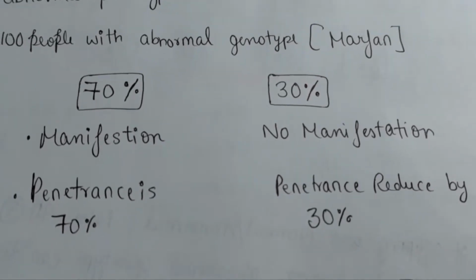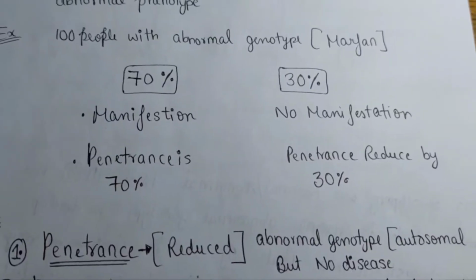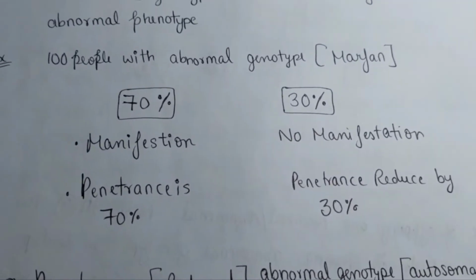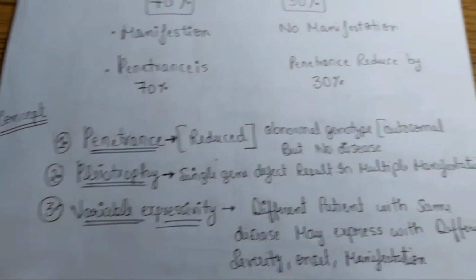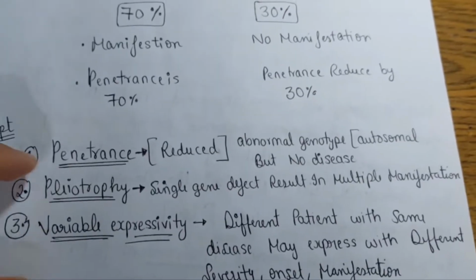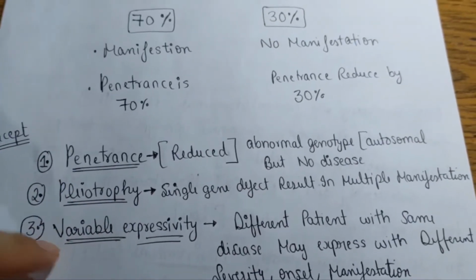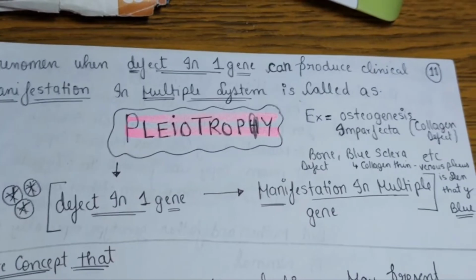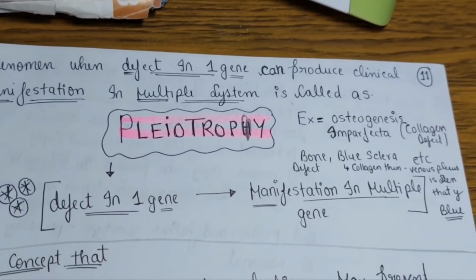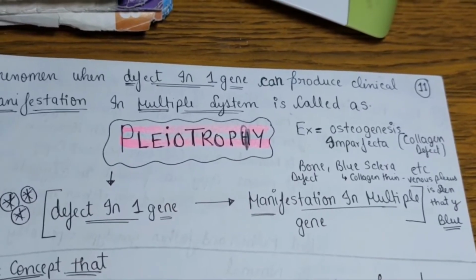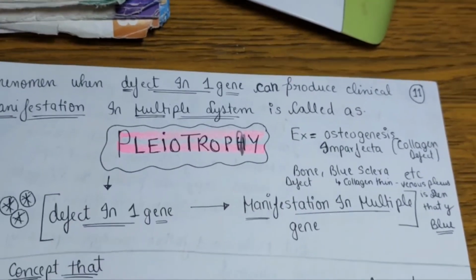We have understood the concept of reduced penetrance, and we had seen different pedigree charts. Now we have to understand three more concepts, that is pleiotropy, variable expressivity, and new mutation. So what is pleiotropy? Pleiotropy is the phenomenon when there is a defect in one gene, and the defect in one gene can produce clinical manifestation in multiple systems. So what does this mean?